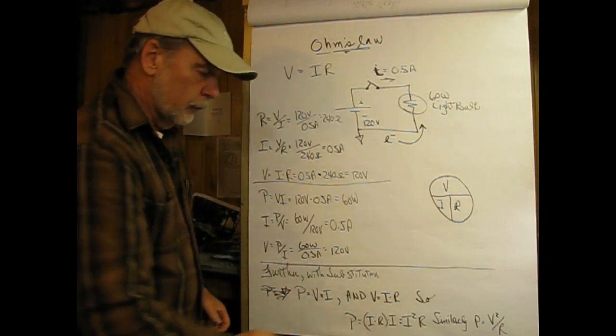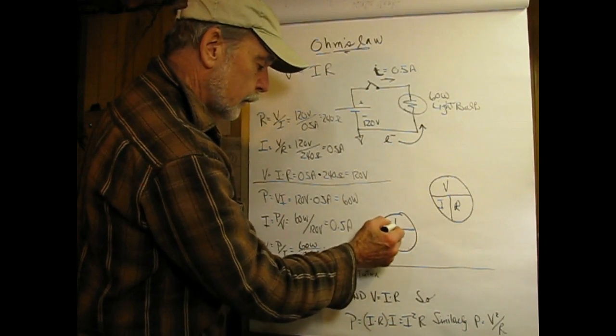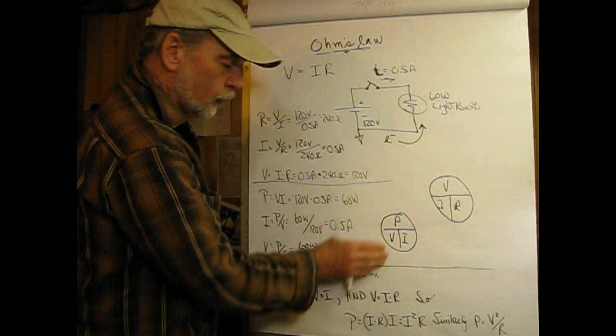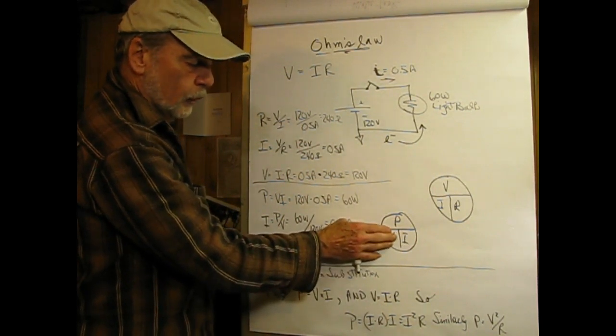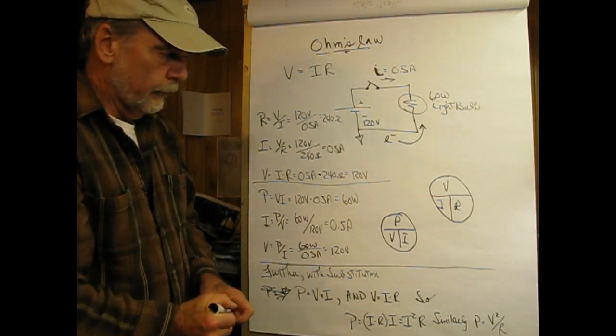Now, a shortcut to remember power is the same kind of thing. We have P, V, and I. So we cover up what we want to find. If we want to find the voltage, it's equal to P divided by I, and so forth, as indicated by the previous example.